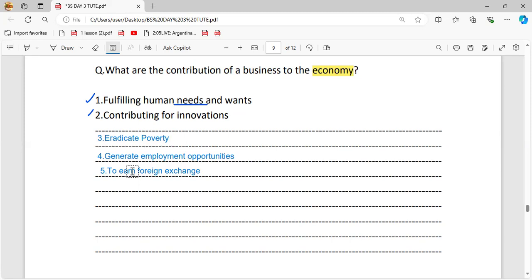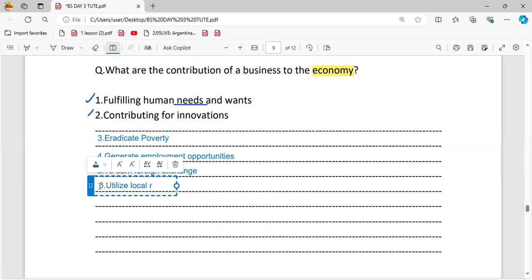He is earning foreign exchange because his business is so big, right? Such great businesses that he does. Such giant businesses. Because of that, what will happen? We can easily earn some foreign exchange for the country. Earning some foreign exchange for the country. Then what is the sixth one? Utilize local resources. Utilize local resources.